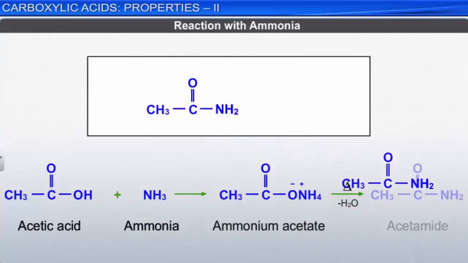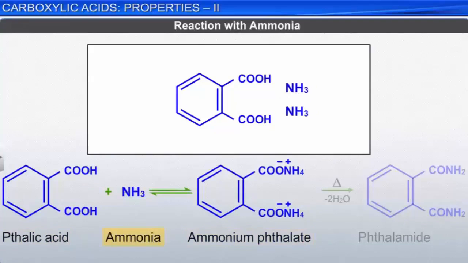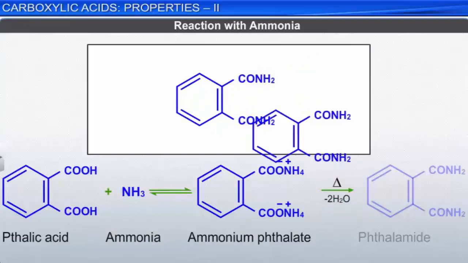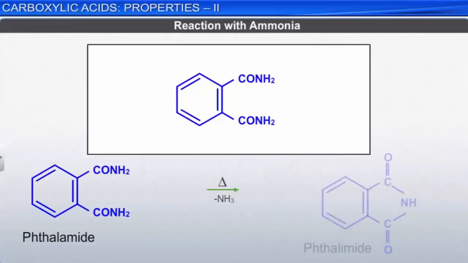Similarly, a dicarboxylic acid such as phthalic acid forms ammonium phthalate on reacting with ammonia. On heating, ammonium phthalate loses two water molecules to form phthalimide. When this is heated further, it loses an ammonia molecule to give phthalimide as the final product.